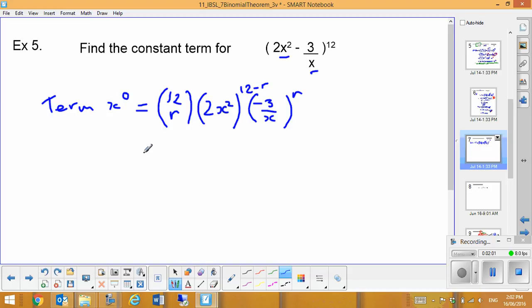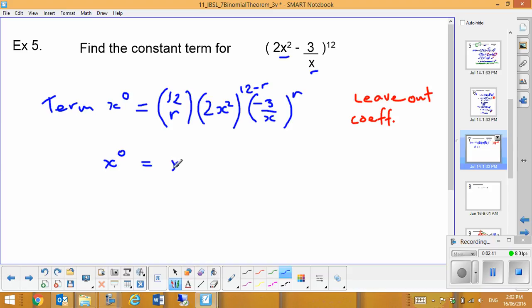Now we're really only interested in what's happening with the x's. So at this point, I'm going to leave out all the other coefficients, and that will make our problem a bit easier to work with. So we want a power of 0 on our x. The 12C3, that's going to be a coefficient, a number, so we're going to leave that out. We're also going to leave out the 2 in this term here, because that's just a number. It won't affect the power of x.